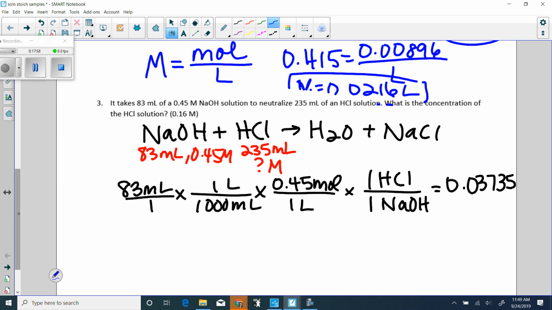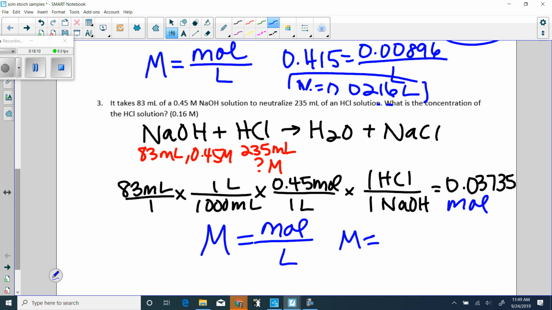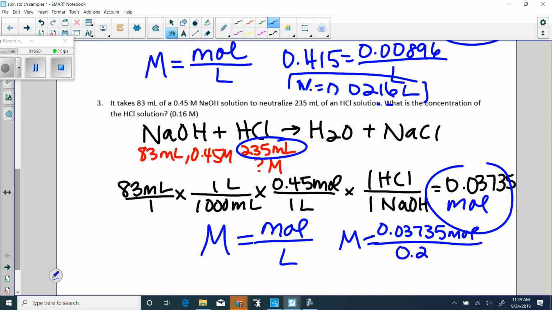Does it have to be in liters? Molarity equals moles divided by liters. I'm solving for molarity this time, but I know my moles and I know my liters, kind of. Nearly. Almost there. Do you see?